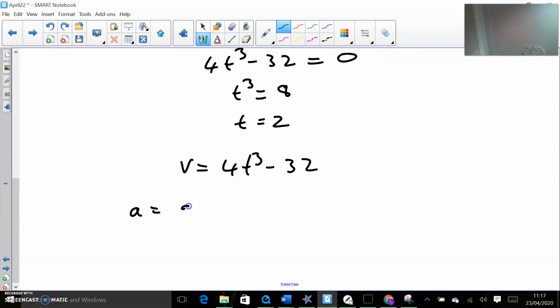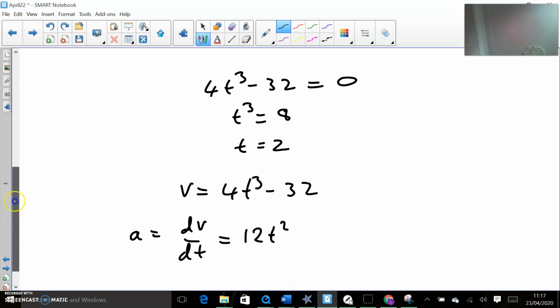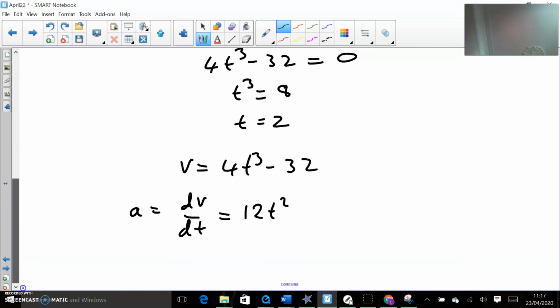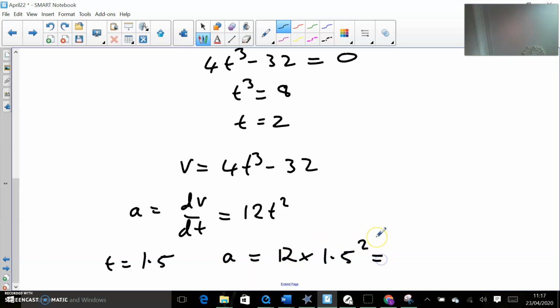So acceleration is dv by dt, and so we differentiate 4t cubed. That will be 4 times 3t squared, or 12t squared, and 32 is a constant, so that goes to 0. And we want to know the acceleration when t is 1.5. So if t is 1.5, we would substitute, and we have a equals 12 times 1.5 squared, which is 27 meters per second per second. Should have written seconds there. Okay.